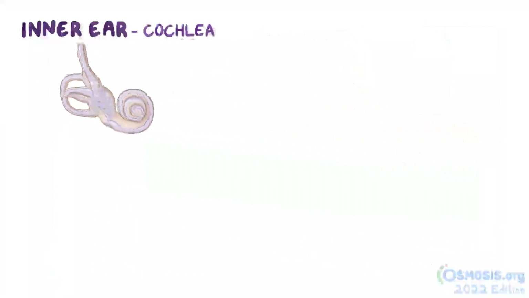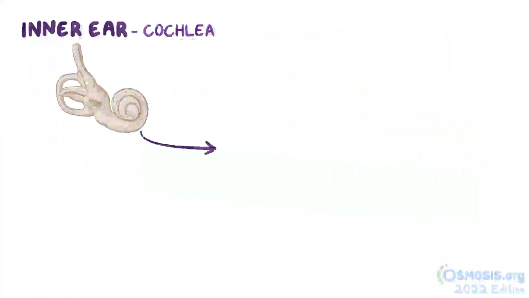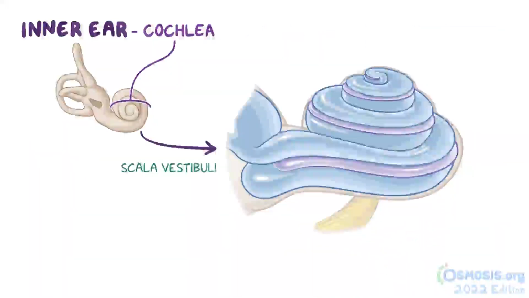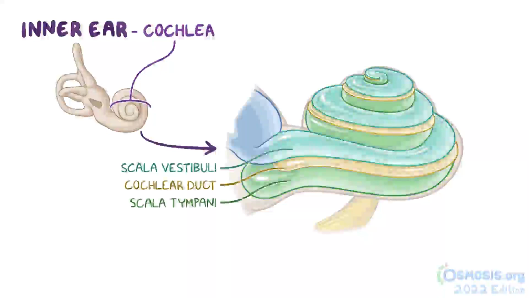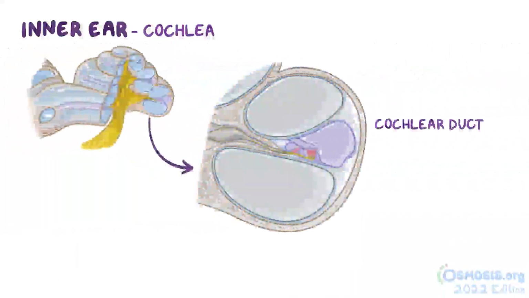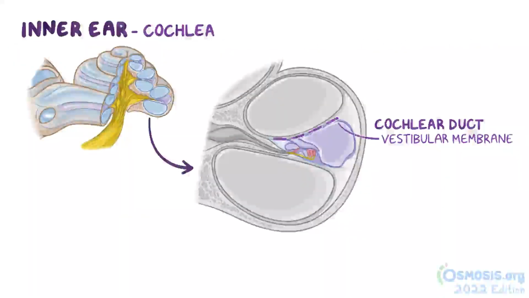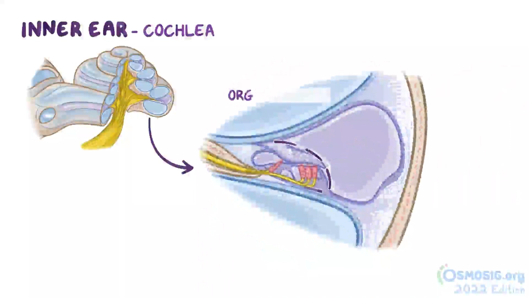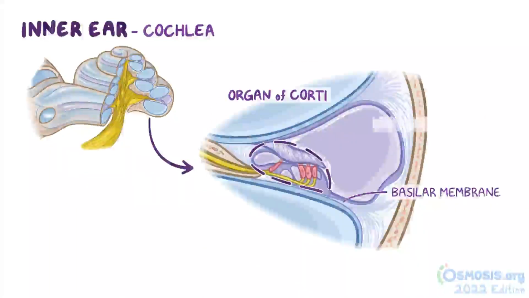The cochlea is a bony tube that spirals on itself, containing 3 fluid-filled cavities called the scala vestibuli, the cochlear duct, and the scala tympani. The roof of the cochlear duct is formed by the vestibular membrane, while the floor is formed by the basilar membrane. The organ of hearing, called the organ of Corti, is fixed to the basilar membrane and is covered by the tectorial membrane.